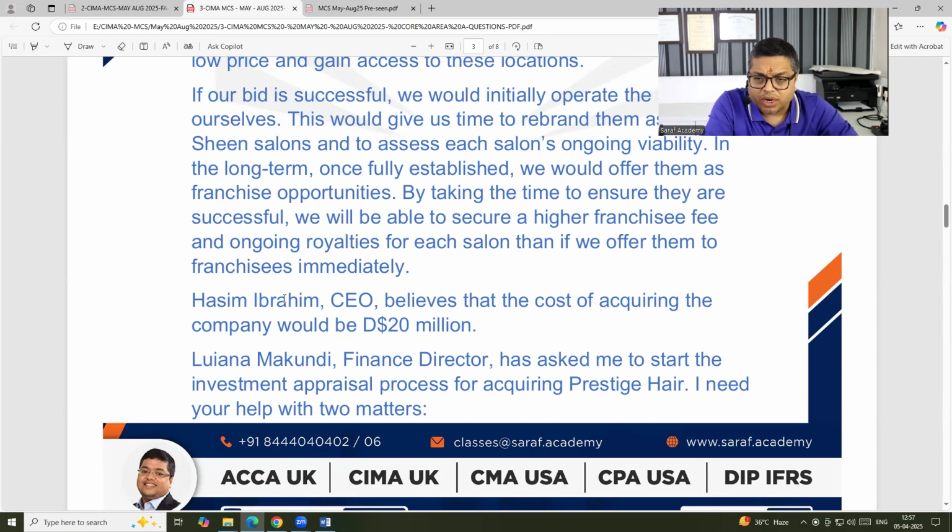Because in the pre-seen model, we generally don't go for our own operations. We always go for the franchisee model. That's our business model. But here, they are saying money later. First of all, we will be going for the self-run model. So that we need to analyze, check, and incorporate in our decision-making process.